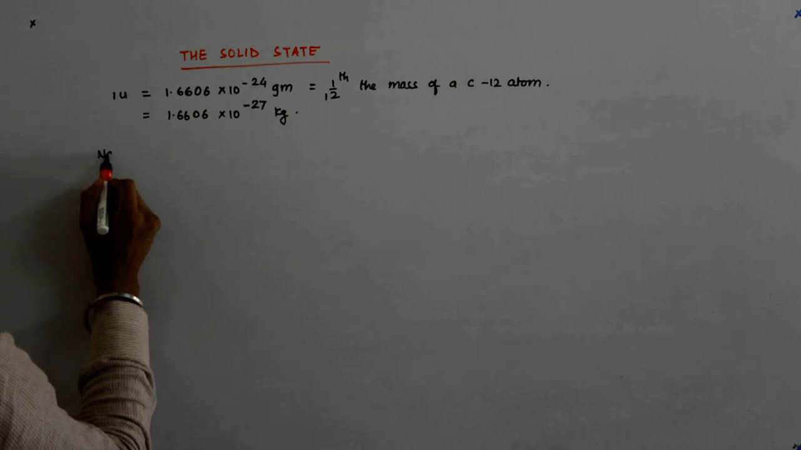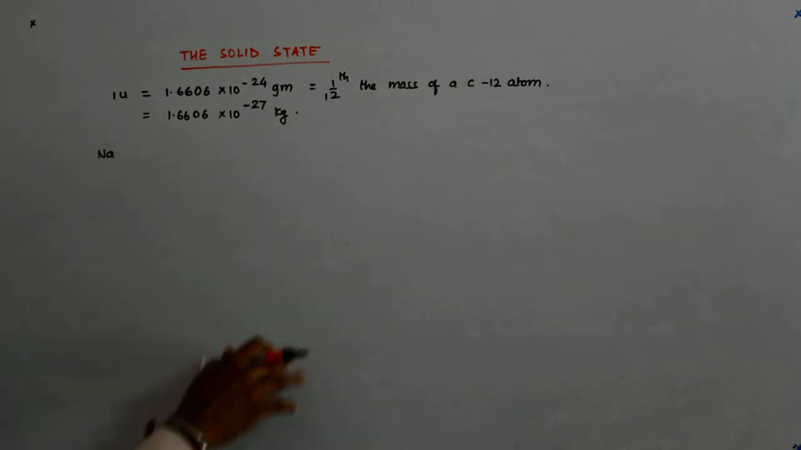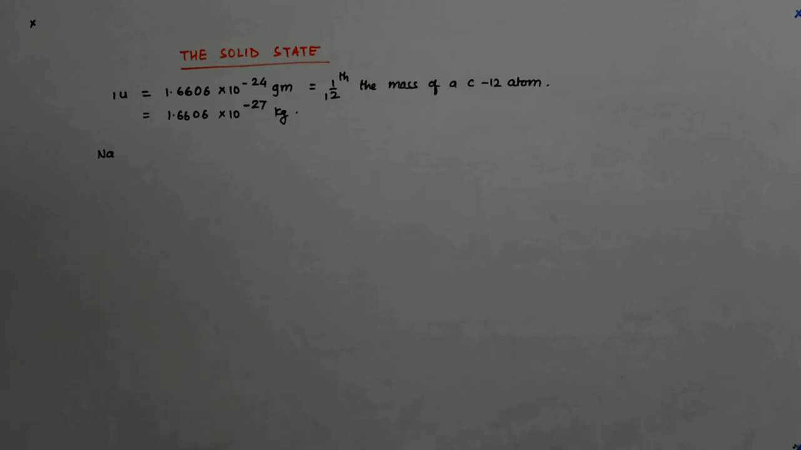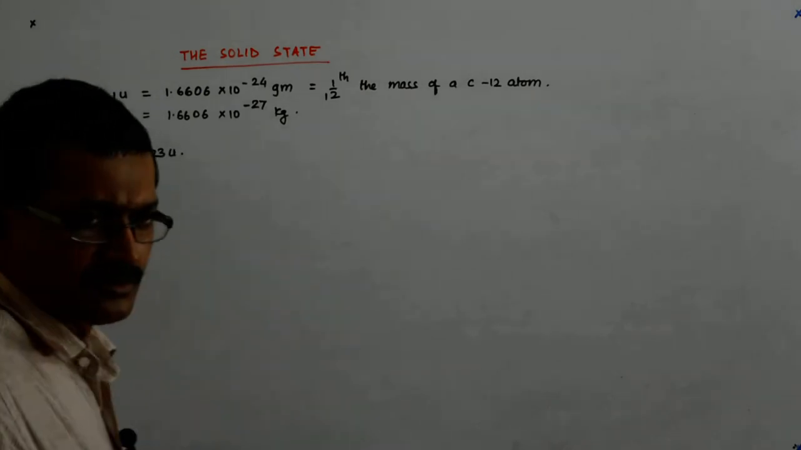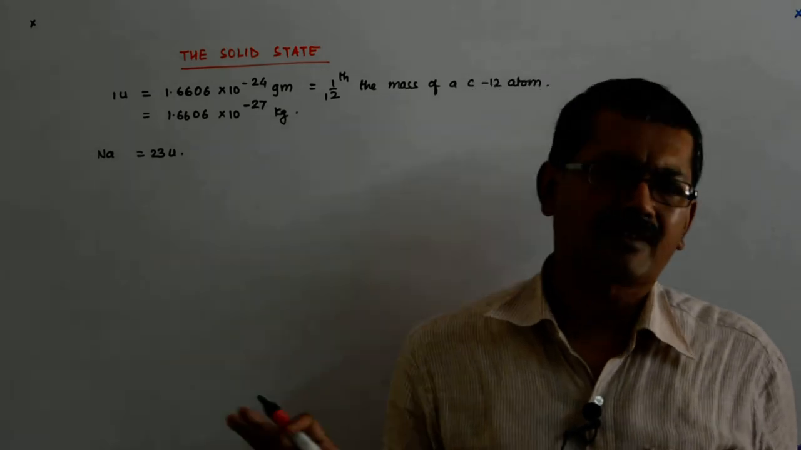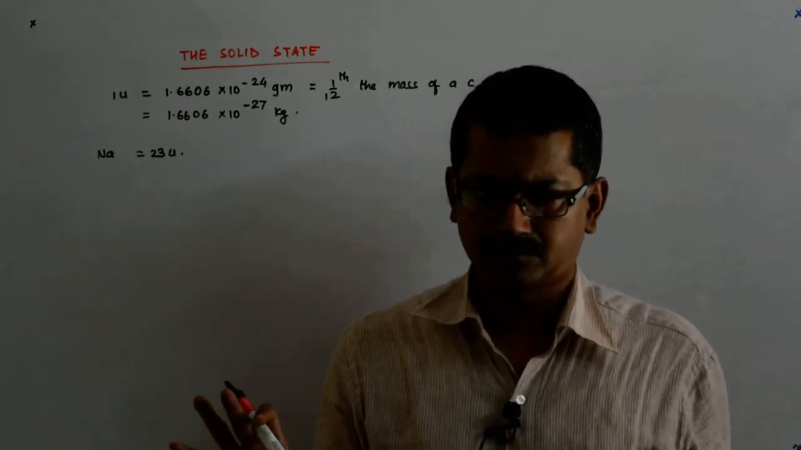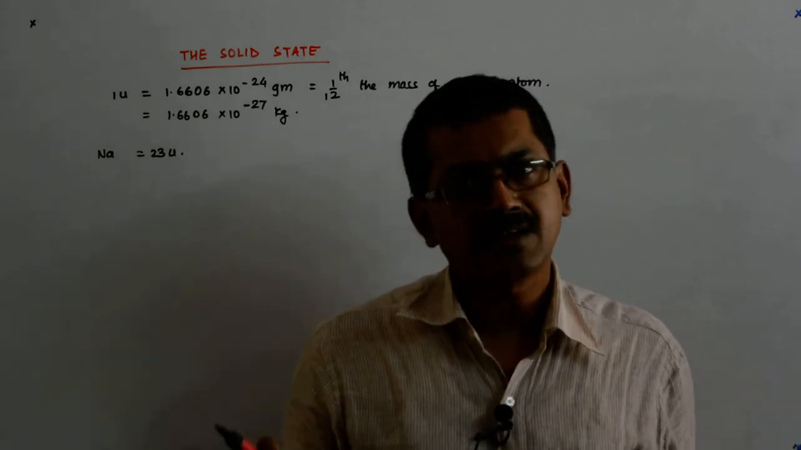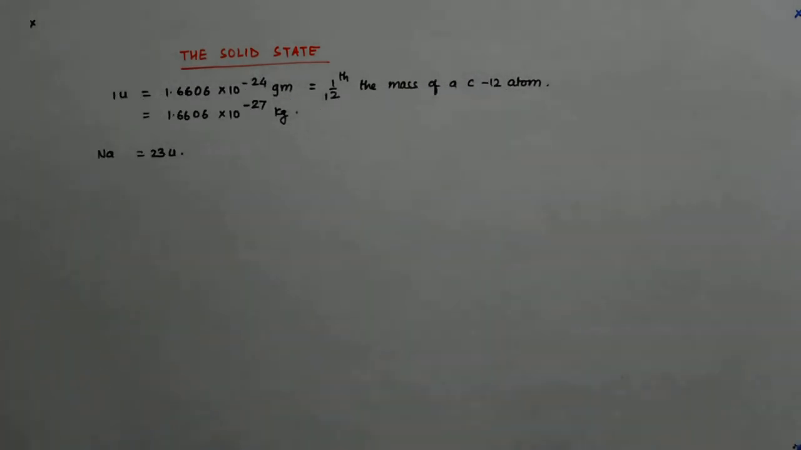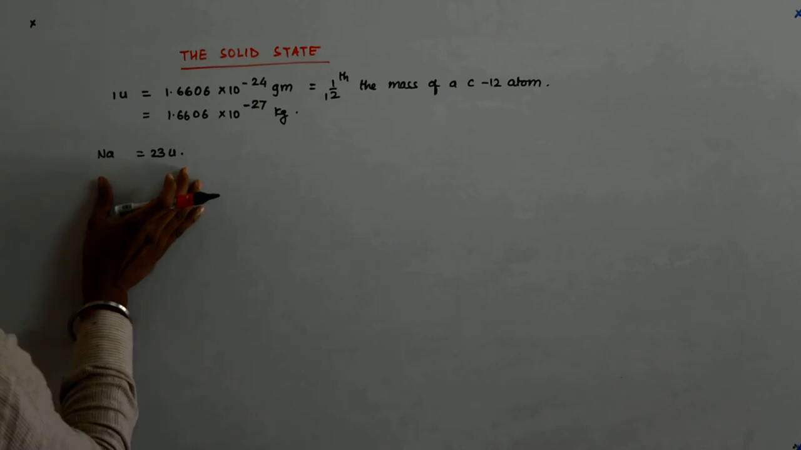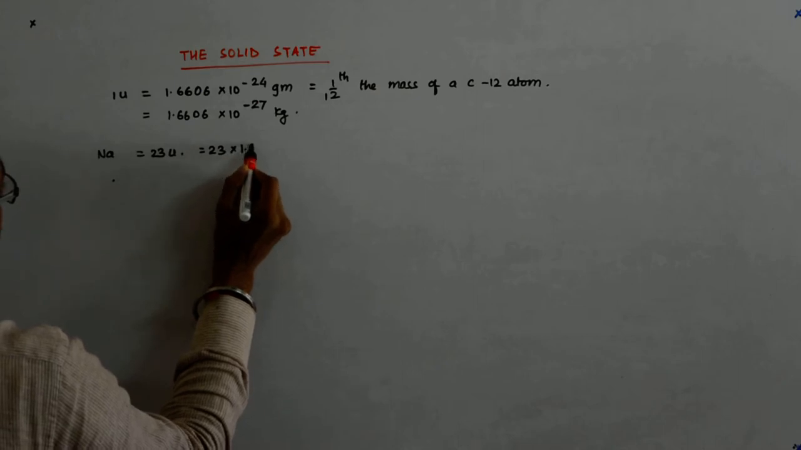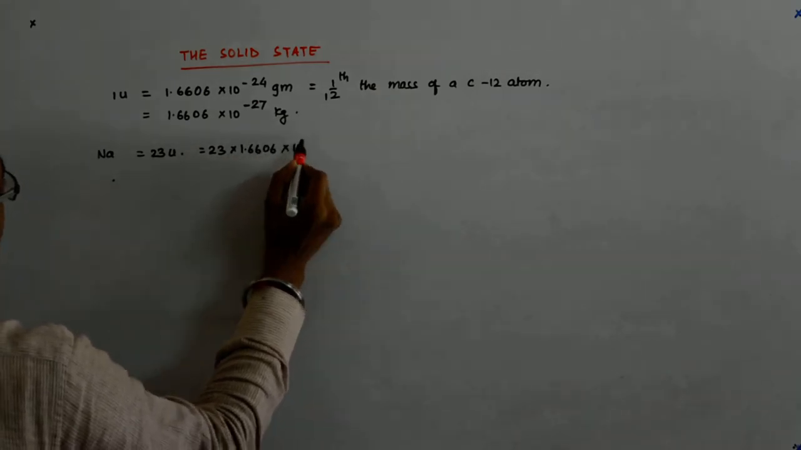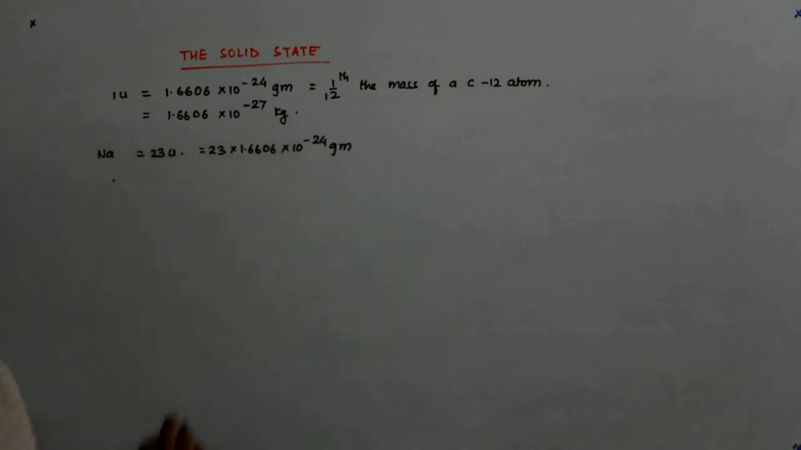So if I say there is something called sodium, what is the mass of a sodium atom? 23 U. We do not normally write anything, but it is actually U. It is 23 times 1/12 the mass of a carbon 12 atom. That is what it means. Now, 23 U is 23 into 1.6606 into 10^-24 grams.